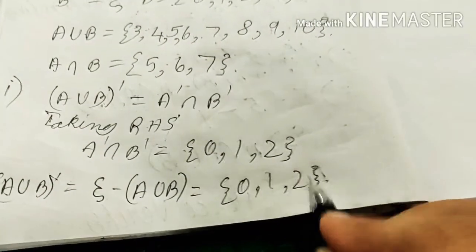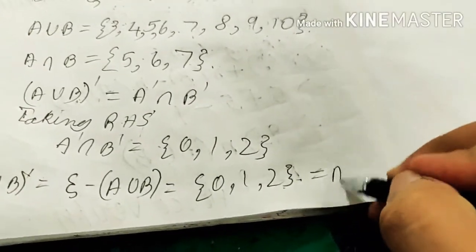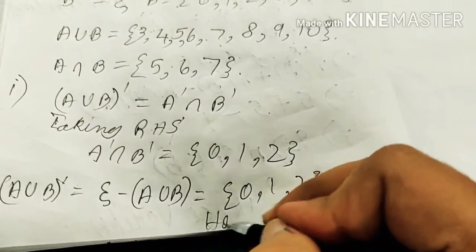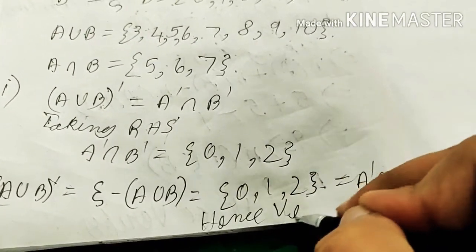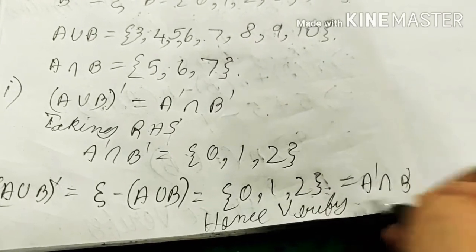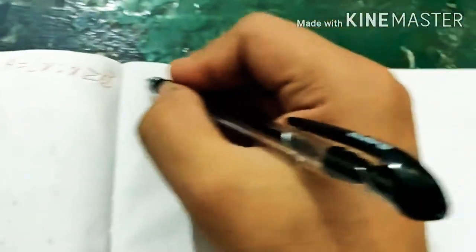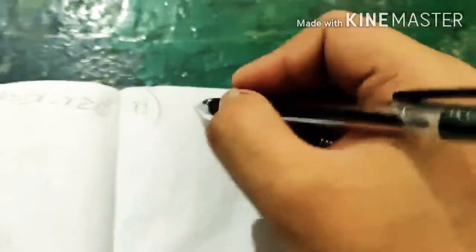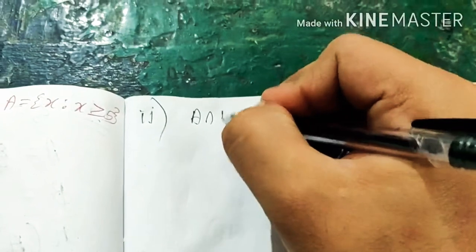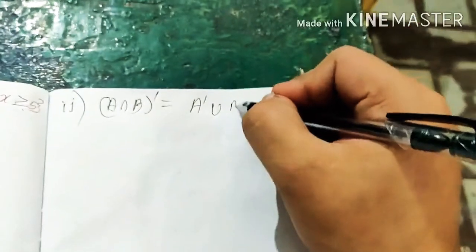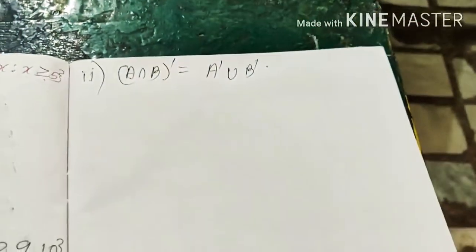So this and this are equal, so hence verified. Okay, what next here is, next we have to verify that A intersection B complement is equal to A complement union B complement.